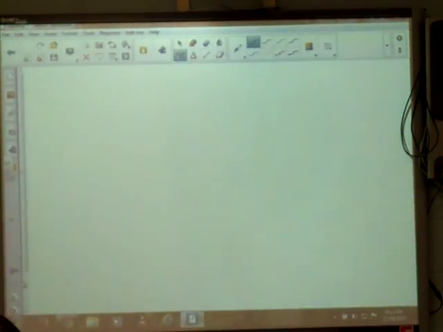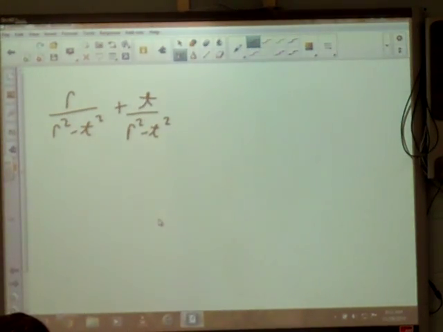Alrighty. Here I've got, let's do this one, r over r squared minus t squared plus t over r squared minus t squared. Alright, so we'll start off just like we just did today, but then it's going to connect to yesterday's lesson. So today-wise, it's an addition problem. Do I have a common denominator? Yep. So my denominator will be r squared minus t squared. And then on the top, what's r plus t? R plus t, that's exactly right.